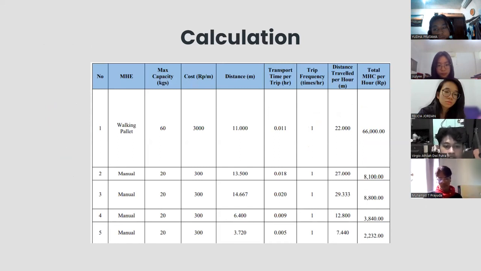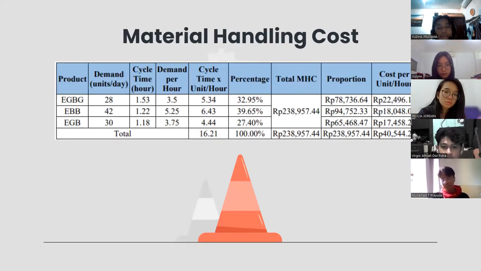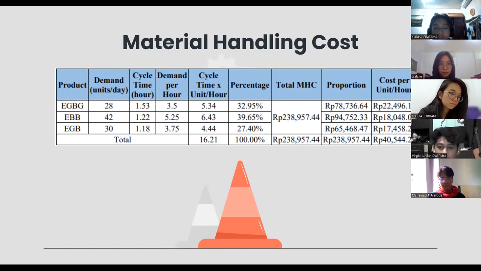Next is the calculation. After determining the material handling equipment, the distance traveled per hour is calculated using distance and transport times. And lastly, total material handling cost is found for each movement between departments. Next is material handling cost. Here, the percentage is determined using cycle times times units per hour, and then after all the data, we can determine the cost per unit per hour.